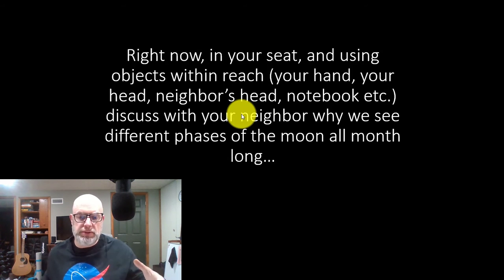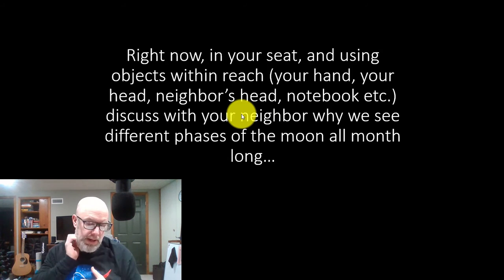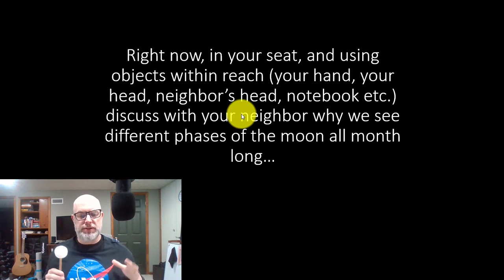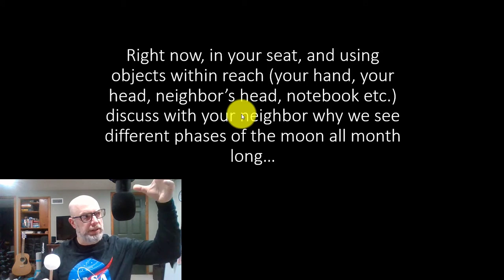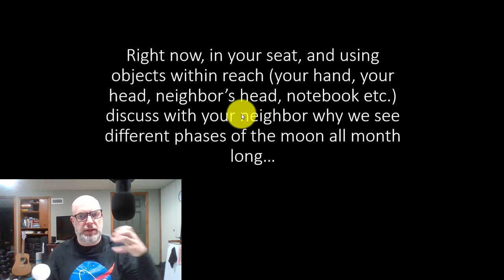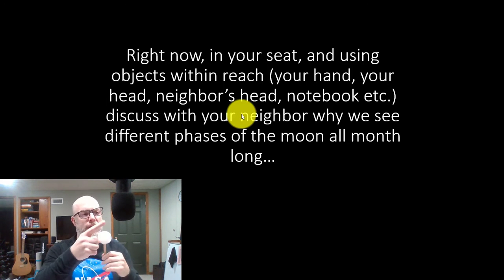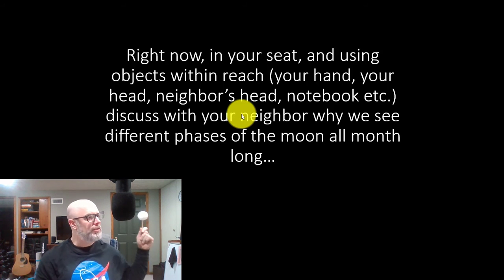So I would say grab these things and do a little model, right? What we'd end up doing in class is taking a little moon on a stick. Everybody would have one, and we'd stand in a circle with a light hanging in the center to represent the sun. Your head would be the earth. And then you take this, say that's the sun, and then you move this around your head.